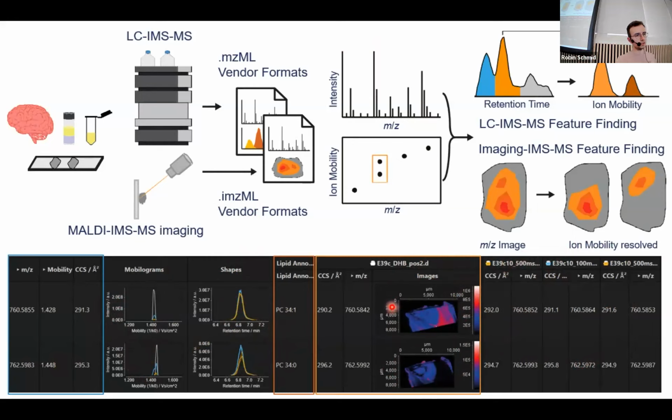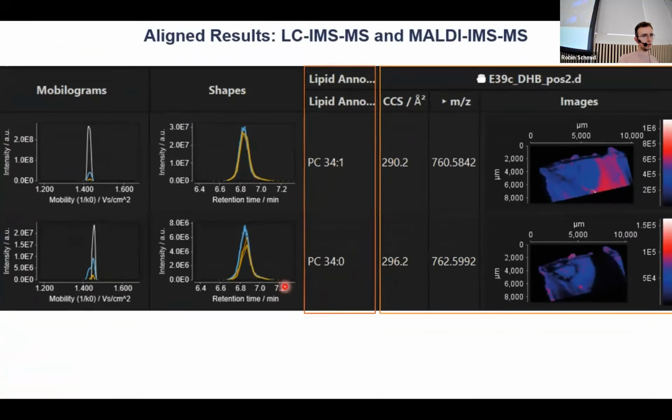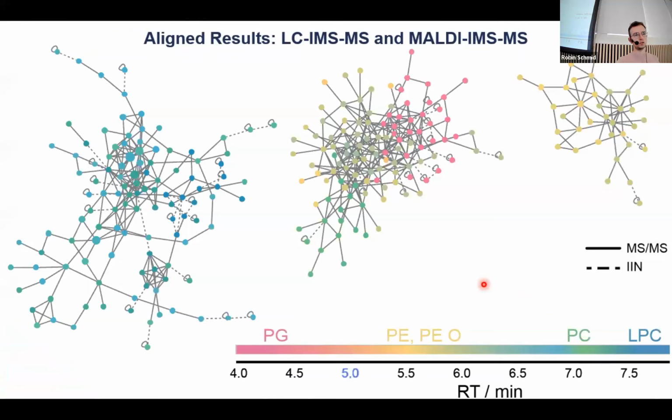And since this was a lipid data set, we were also able to use the lipid annotation module in MZmine. So if you do, for example, lipidomics analysis, that might be worth checking out for you, which is also currently under redevelopment by the developer. And this is how it looks. And afterwards, we were also able to generate molecular networks just from the LC and the MALDI data and say, okay, for example, these individual nodes also have a spatial localization and distribution associated with them.